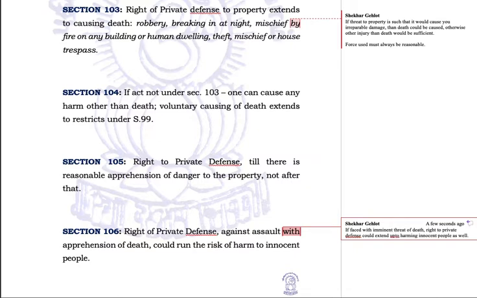If someone is faced with imminent threat of death, that if I don't do anything, the other person will kill me right now, then in that case you can use your right to private defense and can kill the other person. But in the meanwhile, in defending yourself, if some harm is caused to innocent people, even if innocent people are dead because of your actions to defend yourself, that will be perfectly okay. There is nothing illegal even if some innocent people are killed in order to defend your own person when you are faced with imminent death and see no other opportunity.